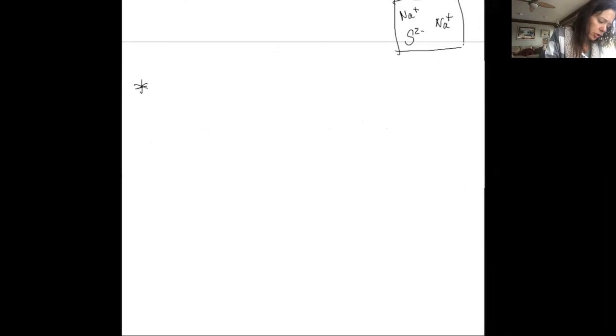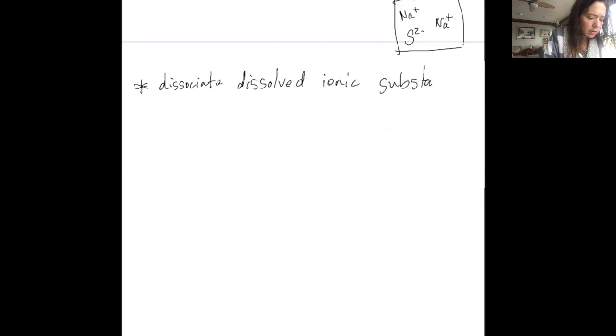When we go to do these equations, we will dissociate. Dissociate is what you just did. Dissociate is to separate into ions. Dissolved ionic substances only. And strong acids, but we're not going to deal with that. Okay, so let's give an example.